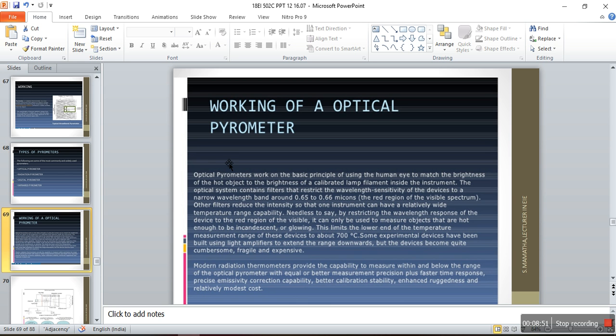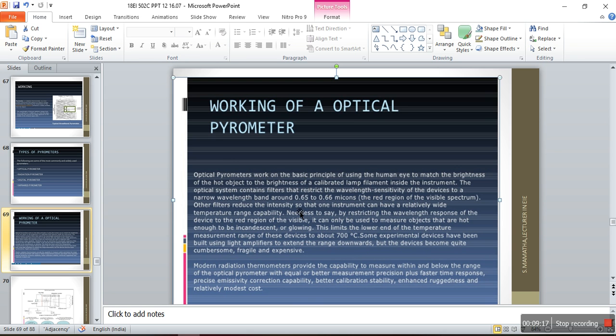Optical pyrometers work on the basic principle of using the human eye to match the brightness of the hot object to the brightness of a calibrated lamp filament. Generally, the optical pyrometer is also called a disappearing filament type pyrometer.